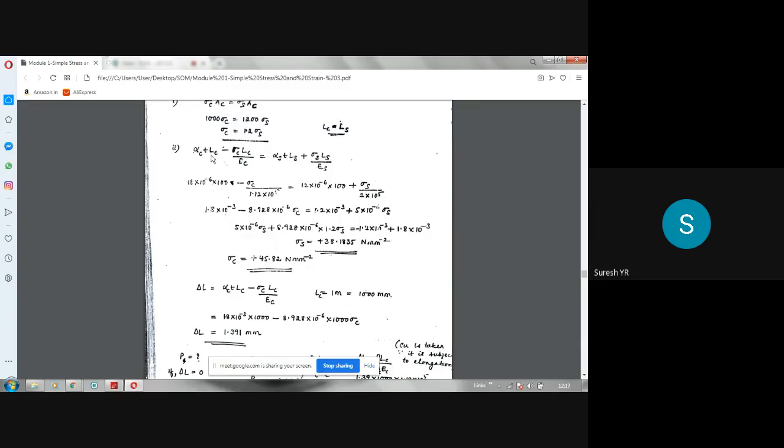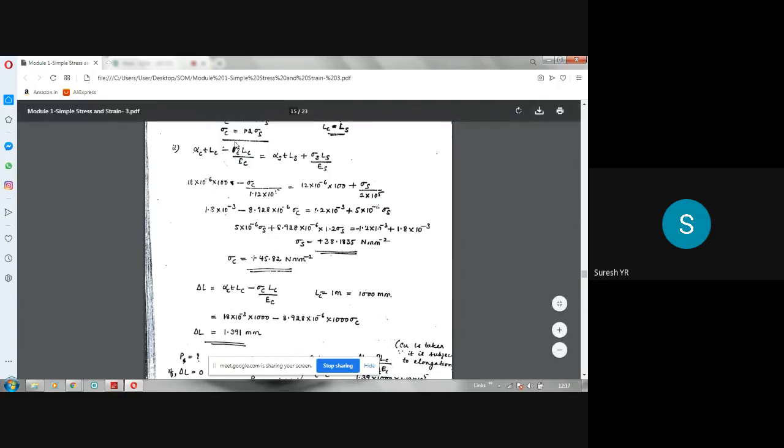Now I have taken the copper expression here. If you take the copper expression, this is delta L. This is also delta L if you take the steel expression. Any one of these you can use. See here, alpha C T LC minus sigma C LC by EC. This is the equation. Now you know all the values.